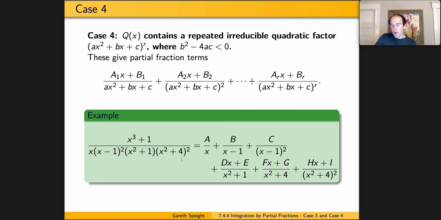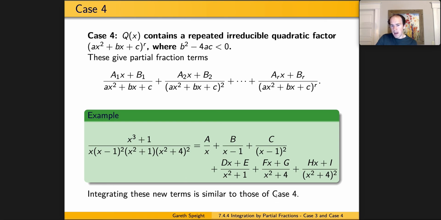And then dividing by x squared plus 4 squared gives us 2 terms. We have constant x plus constant divided by x squared plus 4, and then we have constant x plus constant divided by x squared plus 4 squared. So we need both those powers because we started with a repeated term. Okay, so that completes the picture.